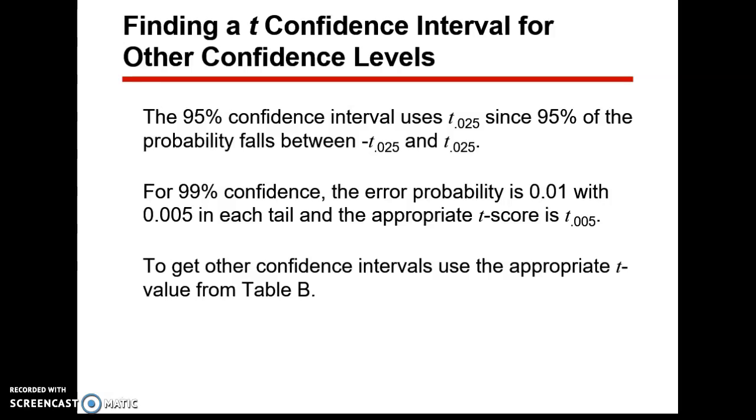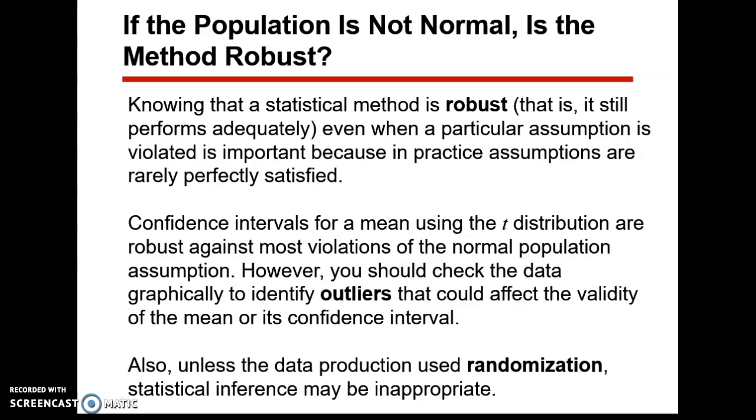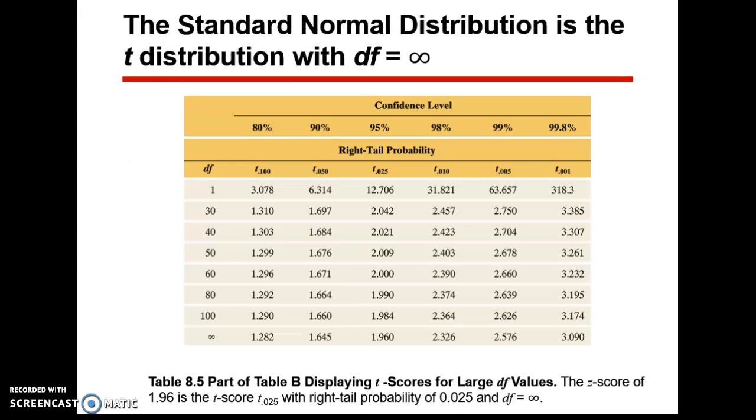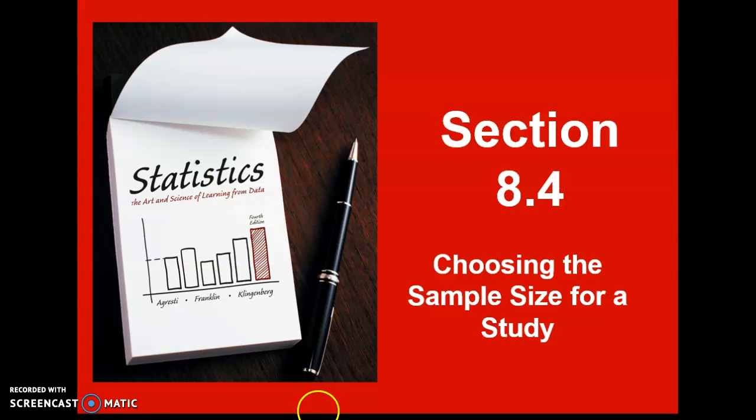And no one really uses a 99% confidence interval. By robust, that means it stands up when you kind of violate some of the conditions. As long as you don't violate them too badly, you can still use these things. And here they talk about the normal distribution being the t-distribution with the degrees of freedom equal to infinity. And that ends this section.